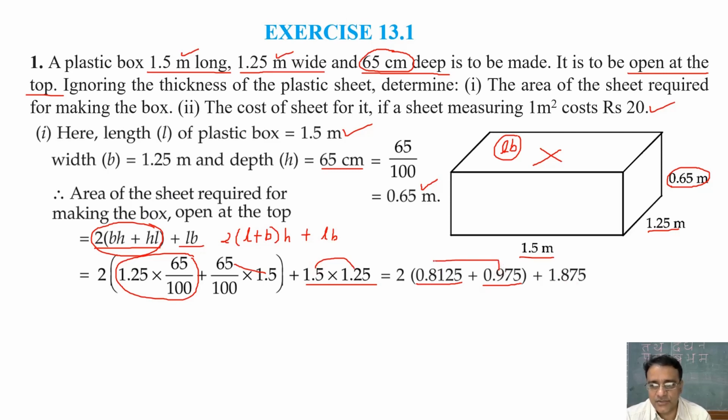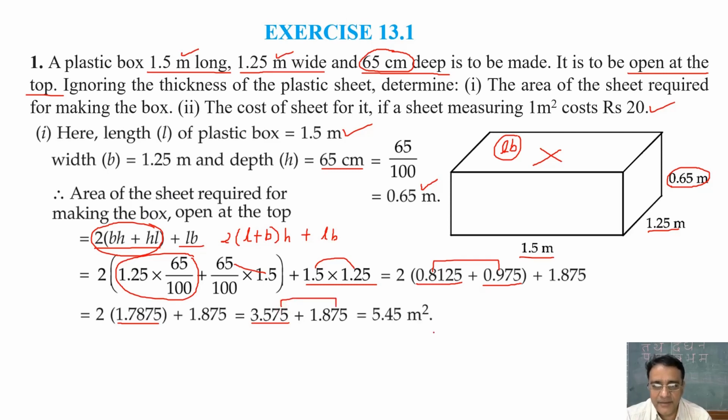Now add these two, then multiply it with 2. If you add these two you will get 1.7875, multiplied with 2, then add with 1.875. तो मल्टीप्लाइड विथ 2 करोगे तो 3.575 आ रहा है. नाउ ऐड दिस टू, यू विल गेट 5.45 मीटर स्क्वायर. So थोड़ा सा calculation part है. It will take time for calculating in decimal. Okay, and the first bit is over.